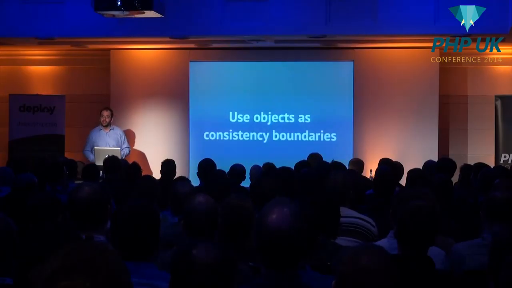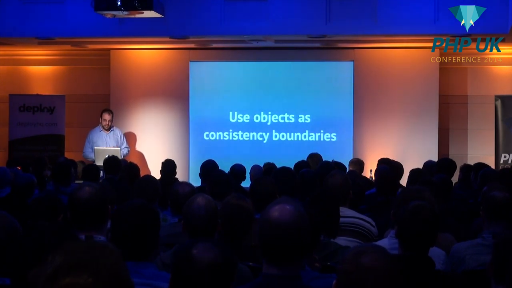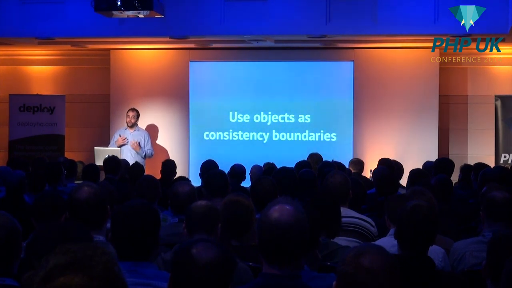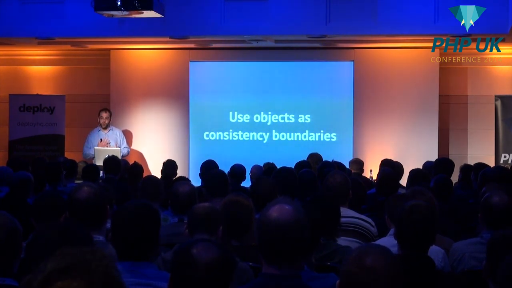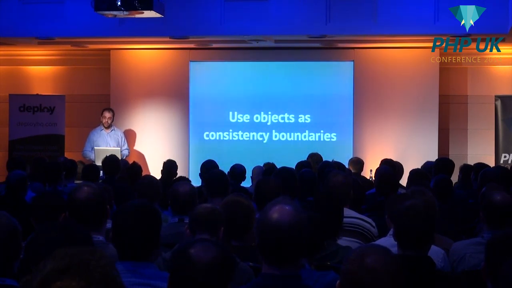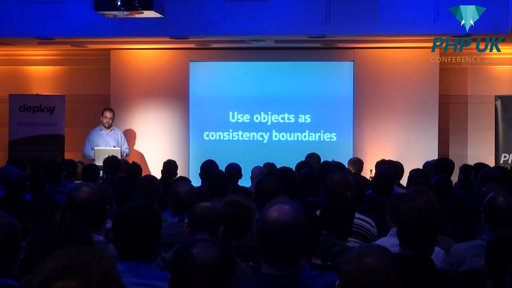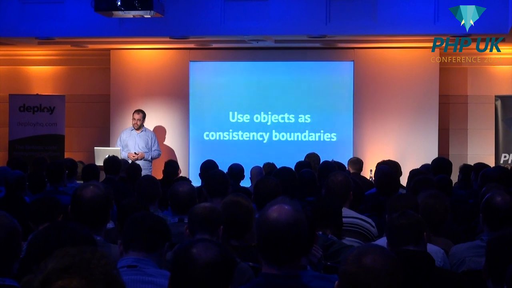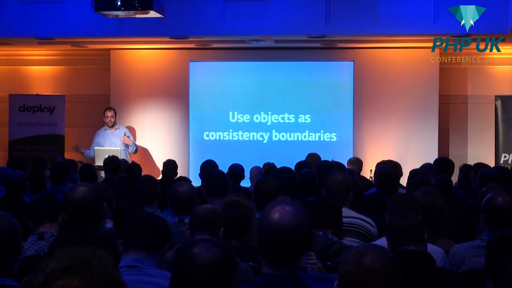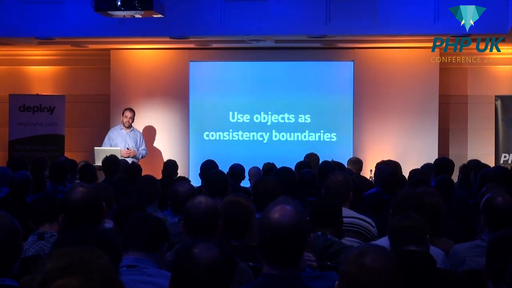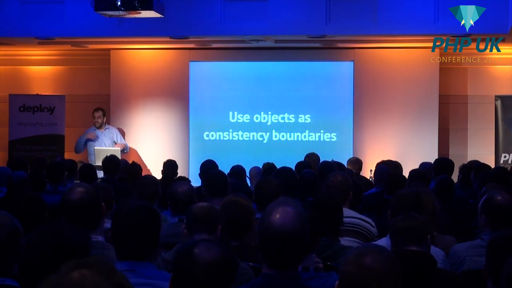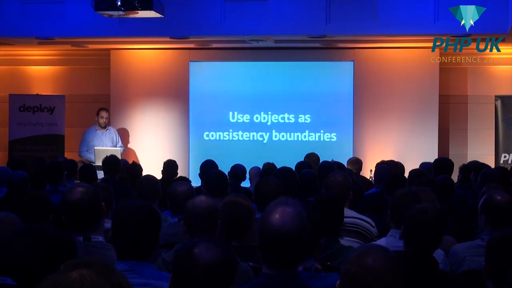So the point I'm trying to make is you should see an object as a consistency boundary. Within an object, all the rules that apply to it should always be met. So it should be impossible to make a customer in this example that does not have an email address. And you're going to say sometimes, in my domain, it's different. Sometimes we have customers that don't have an email address yet, and they get one later in the process or in the workflow.